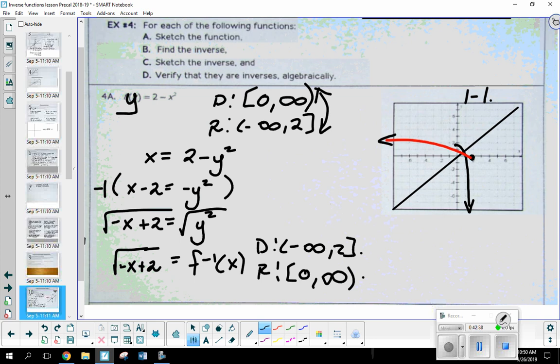Verify that they are inverses algebraically. What that means is we want to show that f of f inverse of x equals what? Equals x. And we want to show that f inverse of f of x equals x as well. That's all we have remaining on this problem right here. So remind me when we come in tomorrow, all we have left is just the composition. We finished everything else we needed.